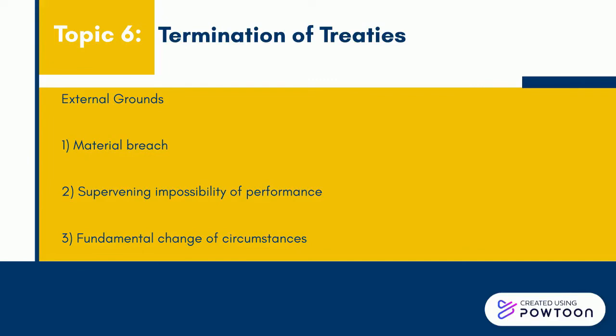In Article 60 of VCLT, material breach is defined as repudiation of the treaty not sanctioned by the present convention or the violation of a provision essential to the accomplishment of the purpose of the treaty. Supervening impossibility of performance. In Article 61 of Vienna Convention, this ground was limited to the permanent disappearance or destruction of an object indispensable for the execution of the treaty. Fundamental change of circumstances. This only applies to the most exceptional circumstances. Otherwise, it could be used as an excuse to evade all sorts of inconvenient treaty obligations.